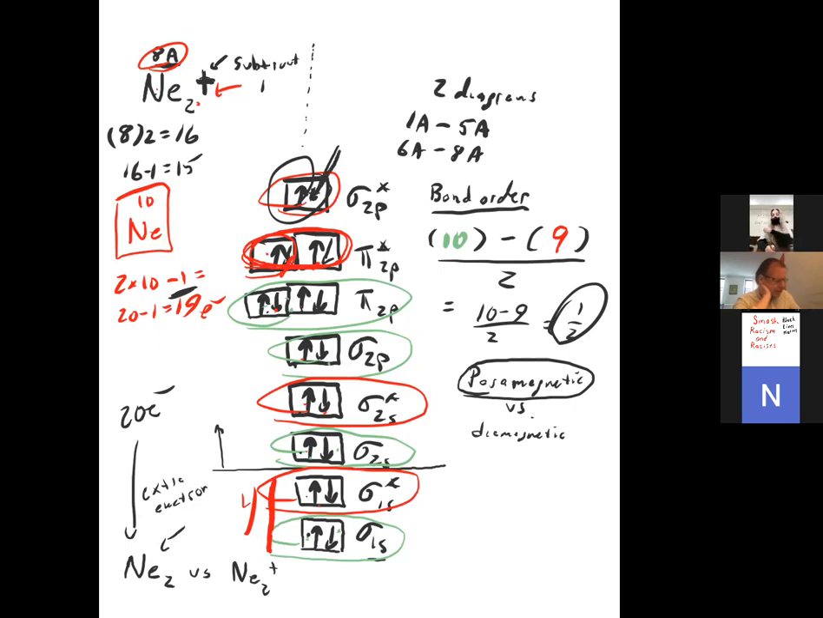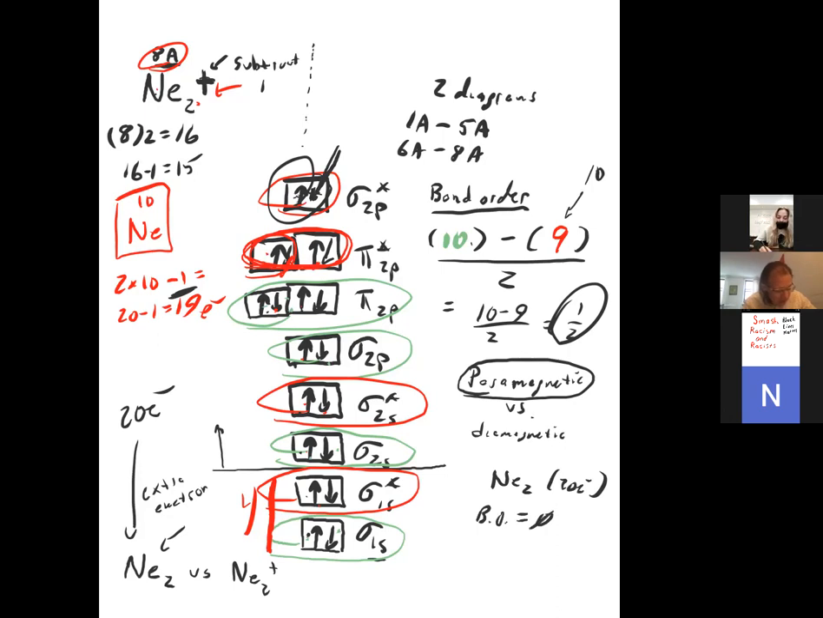And what would happen? It would essentially change this number to 10. 10 minus 10 is 0. Bond order would be 0. And it would ruin any magnetism, right? It would change it from paramagnetic to diamagnetic. But here's the important thing. If you have Ne2, which has 20 electrons, the bond order is 0.